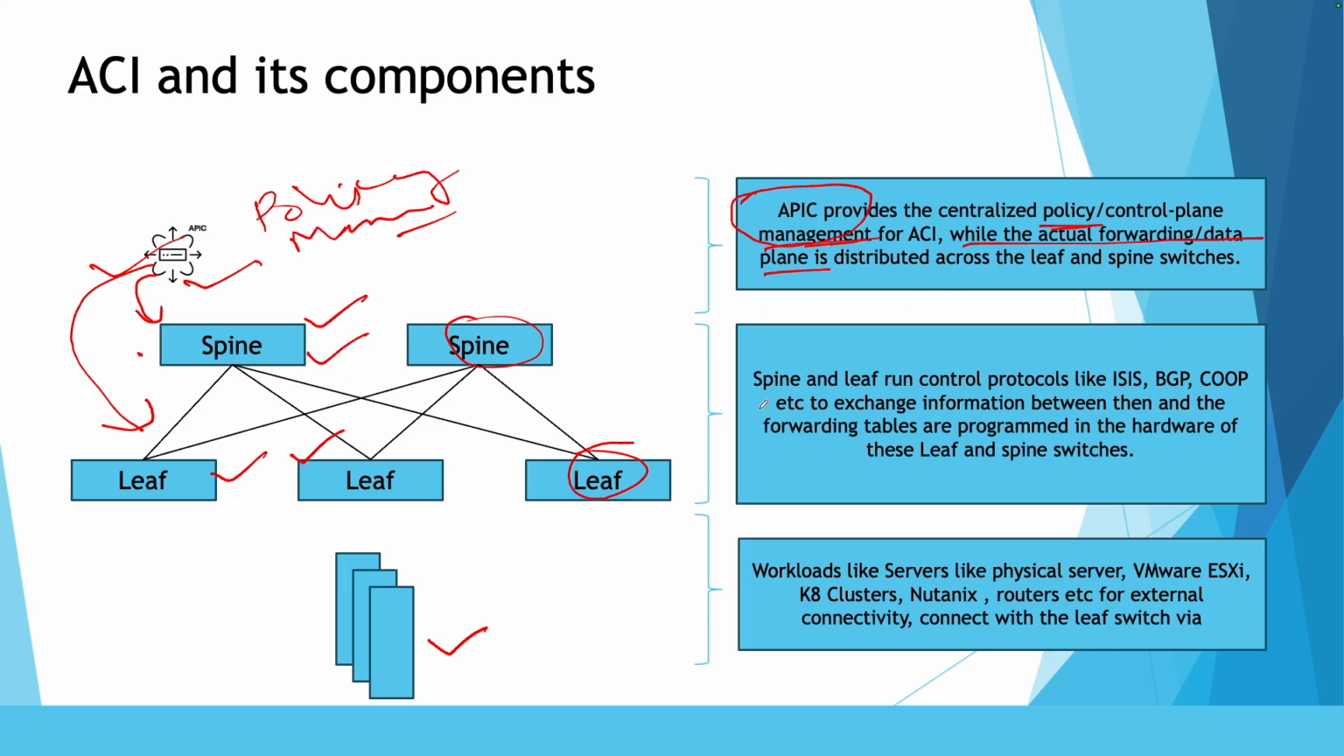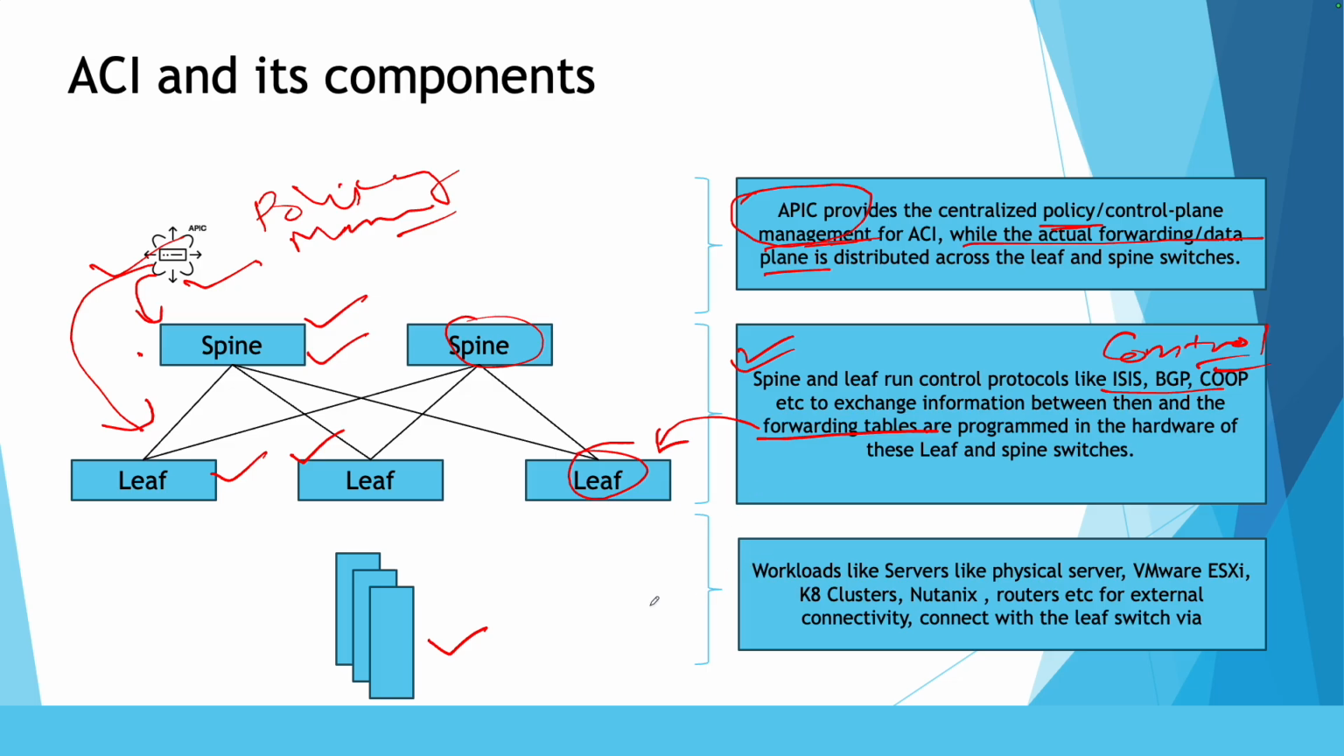So that is what is written in this particular point. Spine and leaf run protocols like ISIS, BGP, COOP, etc. Those are nothing but control plane protocols and they exchange information between them. Once the control plane is up and running, they will go ahead and program their forwarding tables to forward the actual data in the hardware, and that's how the spine leaf architecture works.